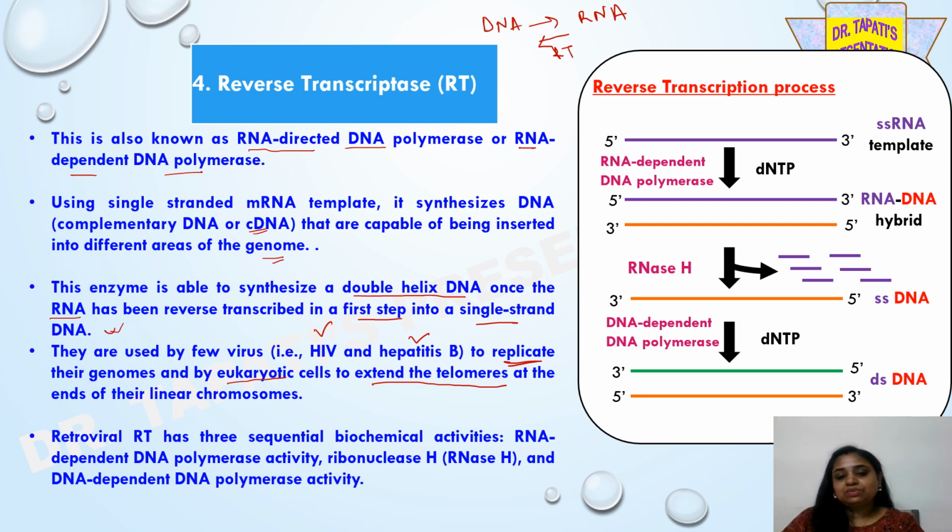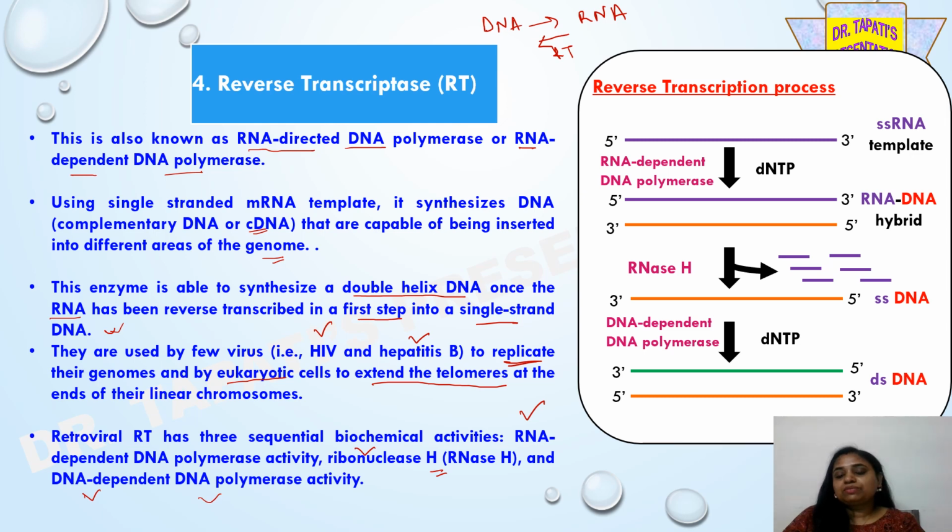Retroviral reverse transcriptase has three sequential biochemical activities. First of all, RNA-dependent DNA polymerase activity, then ribonuclease H activity, and then DNA-dependent DNA polymerase activity. Let's see the reverse transcription process.